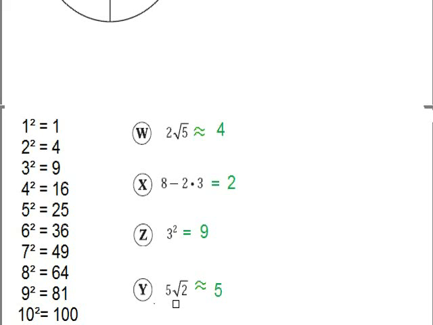3 squared is 9. And then you think about the square root of 2. Well, where does the square root of 2 happen? Between the square root of 1 and the square root of 4. So it's a little more than 1, but almost 1. So I'm going to approximate the square root of 2 using 1. So 5 times the square root of 2 is approximately 5, because 5 times 1 is 5. So let's go to the first question.